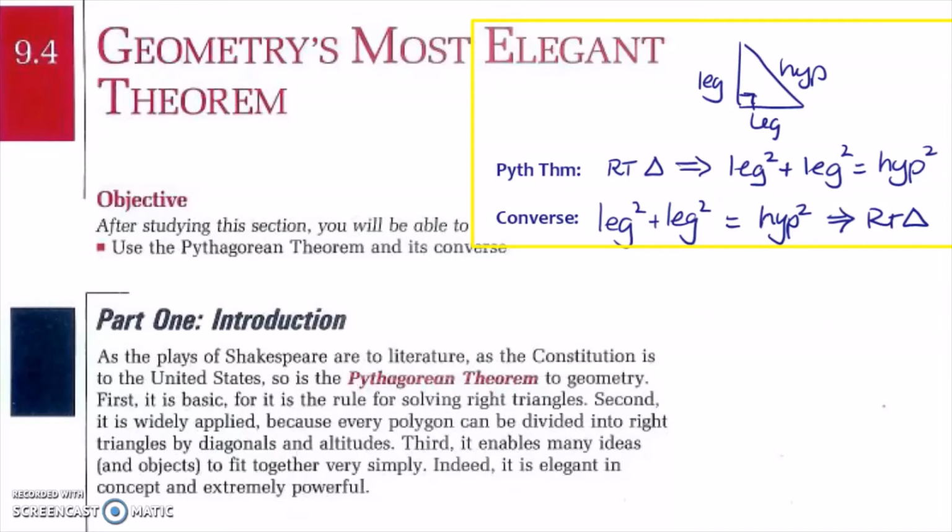So 9.4 talks about geometry's most elegant theorem, which is the Pythagorean theorem. The Pythagorean theorem itself states that in any right triangle, one leg squared plus the other leg squared equals the hypotenuse squared. The converse for that is if you have a triangle where one leg squared plus the other leg squared equals the hypotenuse squared, then you know you have a right triangle.